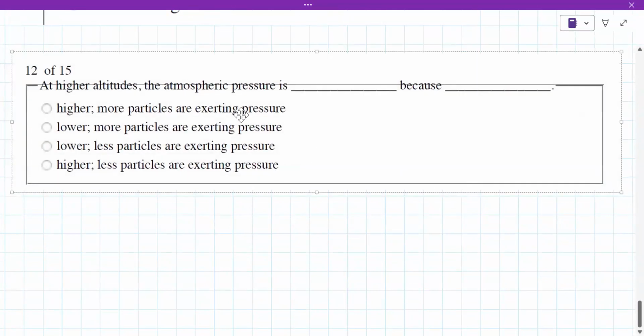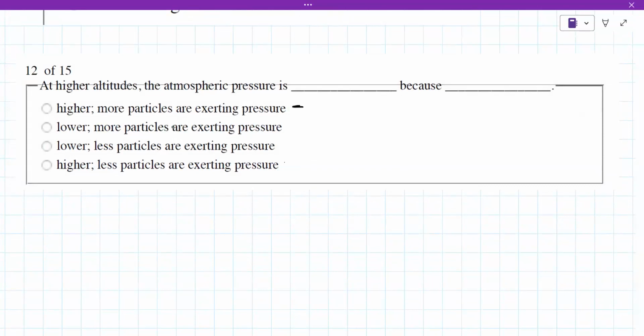So I believe the pressure increases as you go up, because there's more particles exerting pressure, but I would just double check that. The amount of gas molecules in the air decreases. So no, it's less particles. Maybe, or no, I don't know.